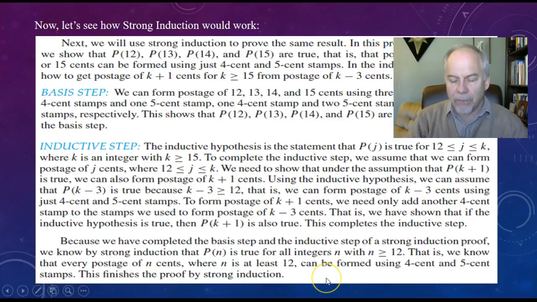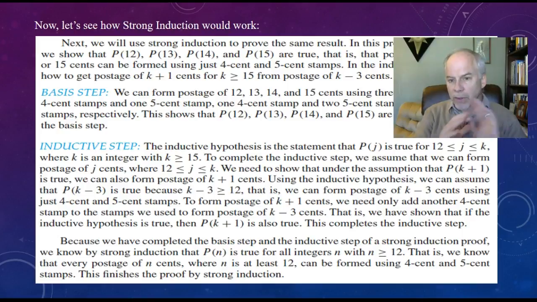So the proof ends with saying, okay, we've shown that it works for the first few cases, 12, 13, 14, and 15. And we've shown that if it works for any case, then it works for the next case. So that means that we can make any amount of postage using just 4-cent and 5-cent stamps from 12 cents on up.